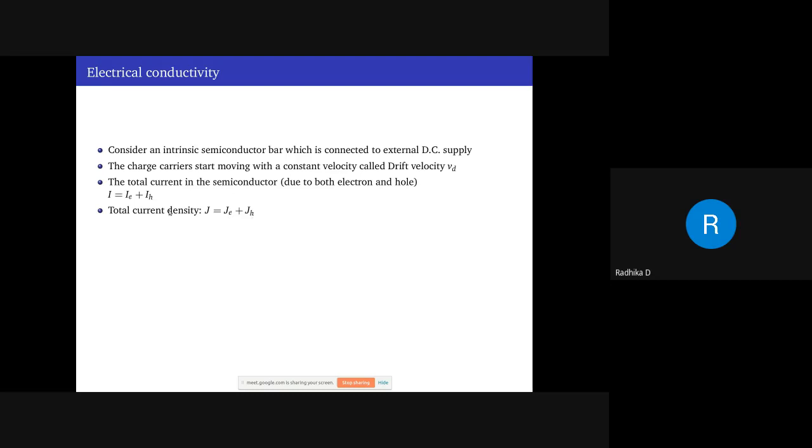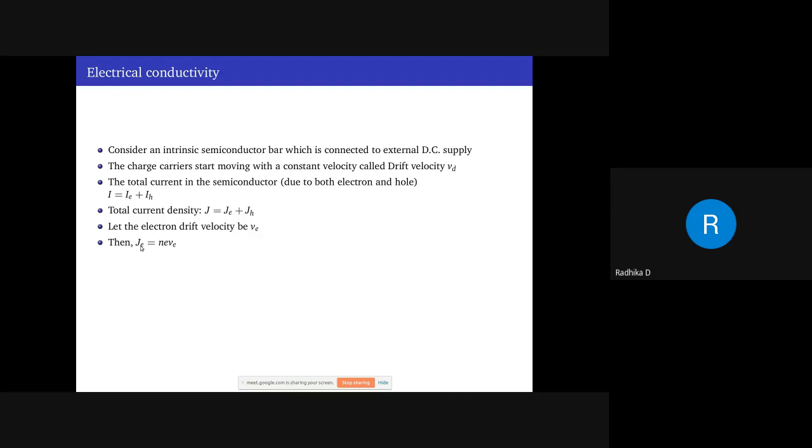Now what is current density? It's the current flowing through a unit area of the semiconductor. So current by area gives the current density. So total current density J is equal to JE plus JH. So what we are going to do is get an expression for this J in terms of something called conductivity. Now, we said the drift velocity is the velocity with which the charge carriers, electrons and holes, are moving, right? So for electron, let me consider the velocity as VE.